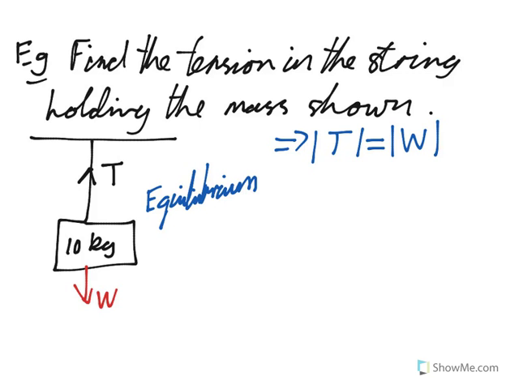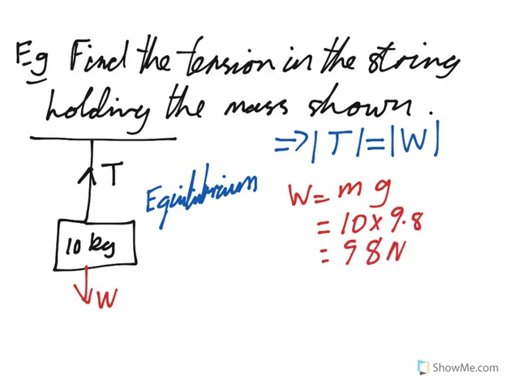So the weight is mass times g equals 10 times 9.8, which is 98 Newton, down. So what that means then is that our tension would be 98 Newton up.